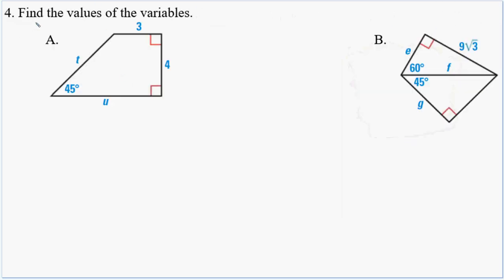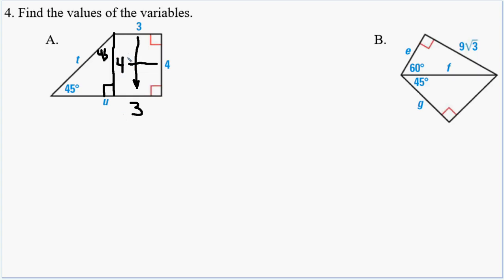Okay, number 4, find the values of the variables. Now here's a weird looking setup. But if I connect from right here, straight down, we have a rectangle, and then we'll have a 45, 45, 90 triangle. So this side across from this 3 will be a 3. And then this side here will come across the rectangle, so this side is 4.